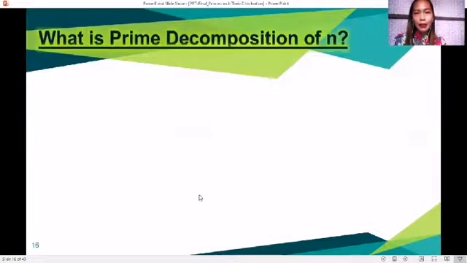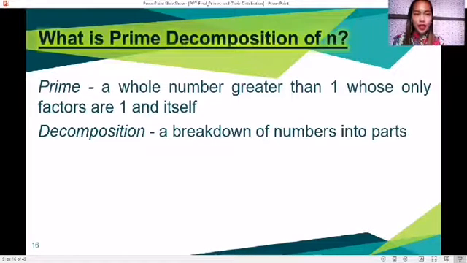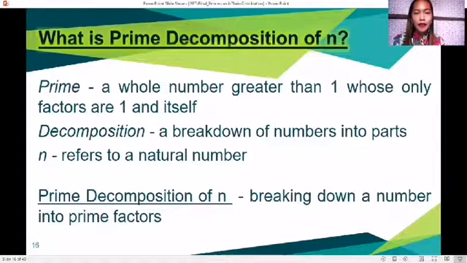Now, what is prime decomposition of n? So let us define first what is prime. As mentioned a while ago by my groupmate, a prime is a whole number greater than 1 whose factors are 1 and itself. Decomposition means a breakdown of numbers into parts, and n here refers to a natural number. Therefore, prime decomposition of n means breaking down a number into prime factors.